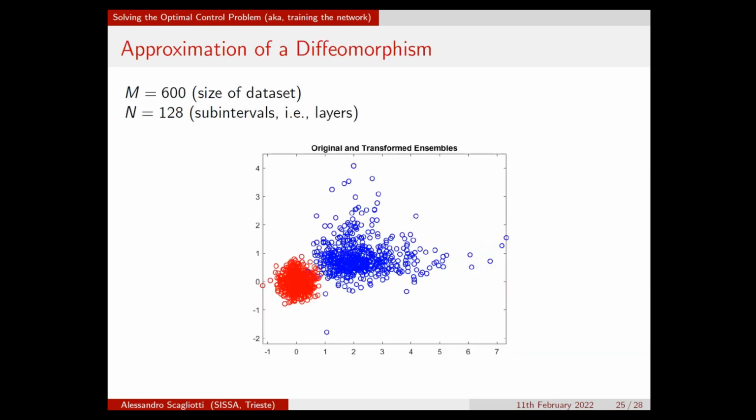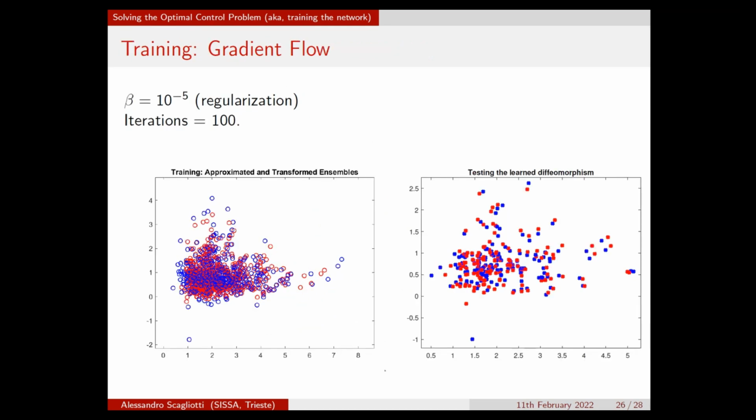Okay, let's start from here. In this case, the red dots are the training points where we observe the unknown diffeomorphism, and the blue dots are the transformed points through the unknown diffeomorphism. So these basically are the training data set. Then we have, for instance, here, the case of the gradient flow method.